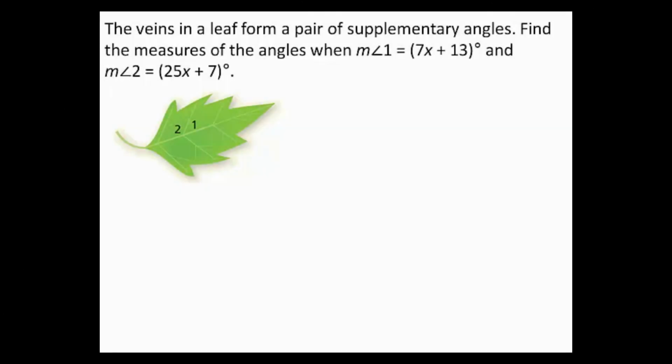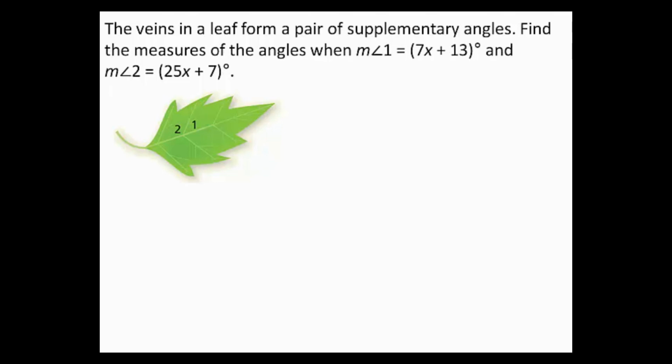The veins in a leaf form a pair of supplementary angles. Find the measures of the angles when the measure of angle 1 equals 7x plus 13 degrees and the measure of angle 2 equals 25x plus 7 degrees.